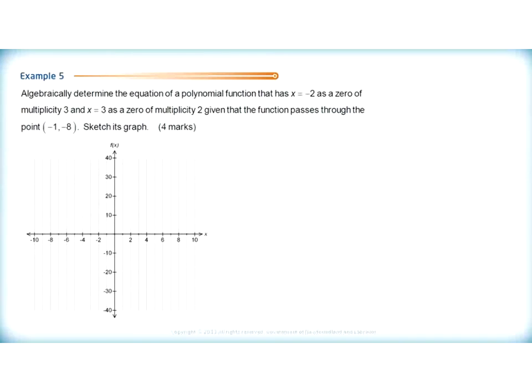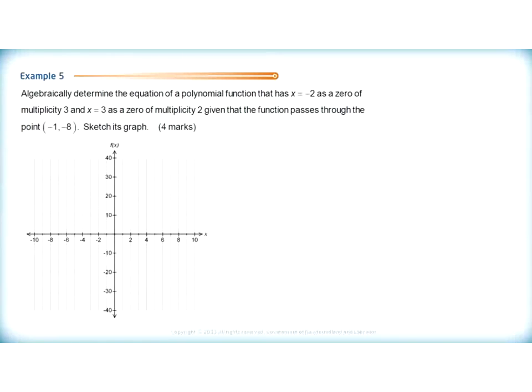A potential long answer question related to this, the graphing of polynomial functions, is when you are given information to come up with your equation and then to produce the graph. We are asked to algebraically determine the equation of a polynomial function that has x equals a negative 2 as a 0 of multiplicity 3, and x equals 3 as a 0 of multiplicity 2, given that the function passes through the point (-1, -8), and then we are asked to sketch the graph.